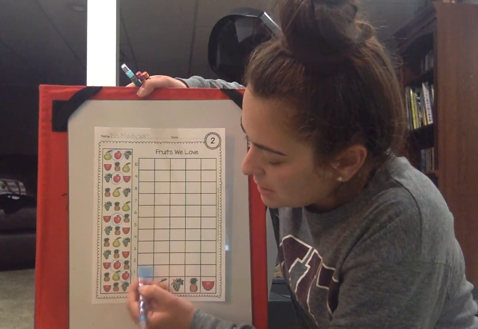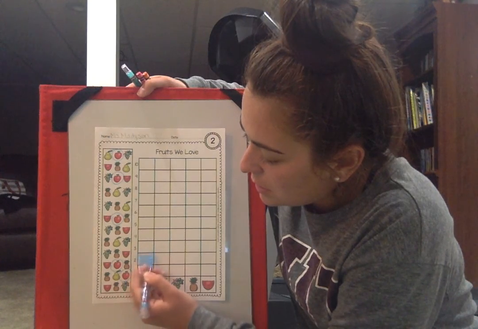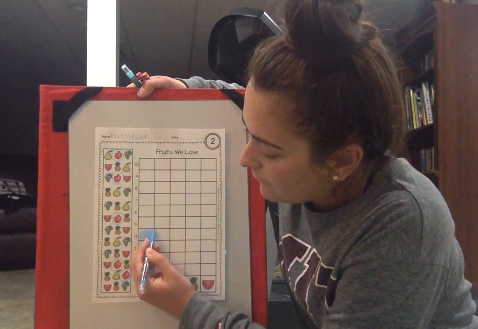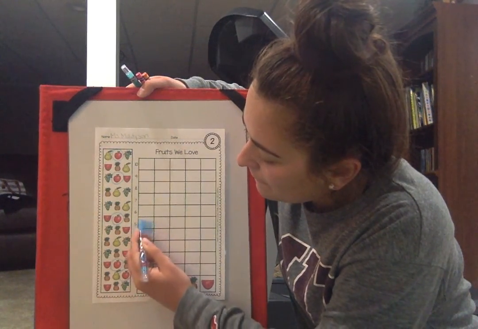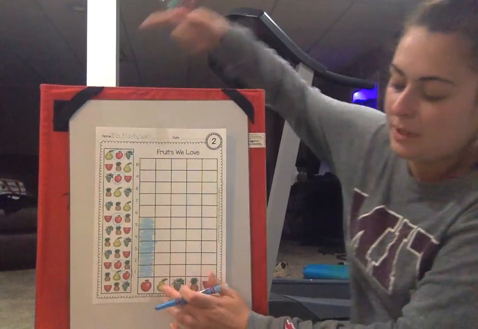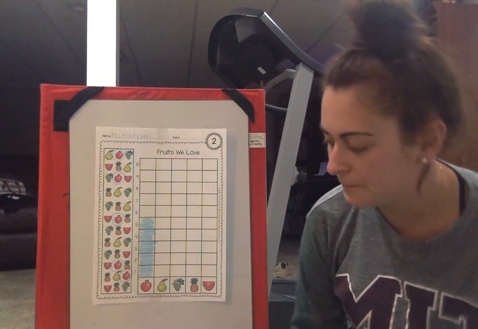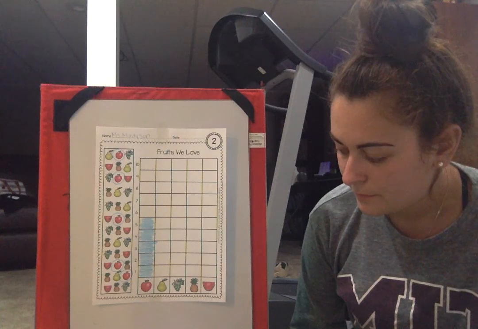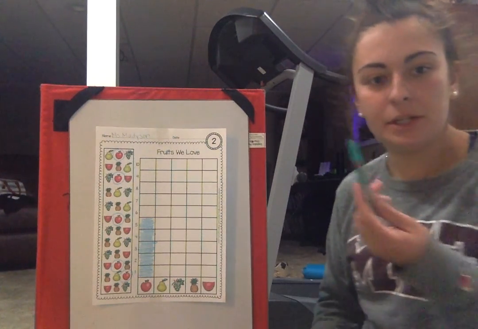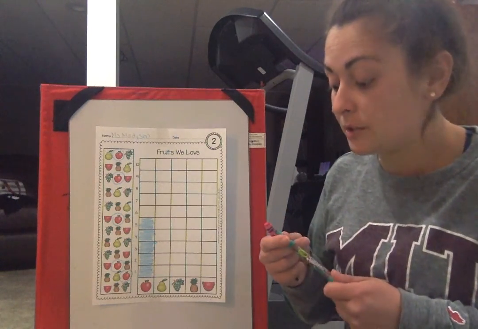So 1, 2, 3, 4, 5. Great. And what is that next fruit we have? Yeah, that is a pear. So let's count the pears. We're going to use a green crayon to do that.